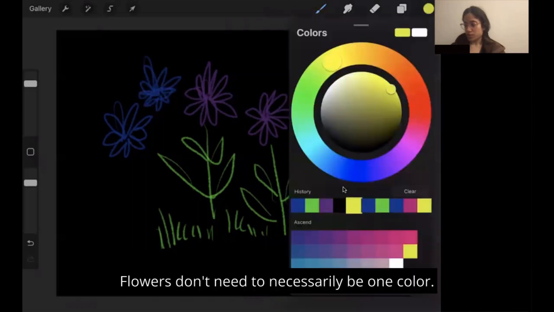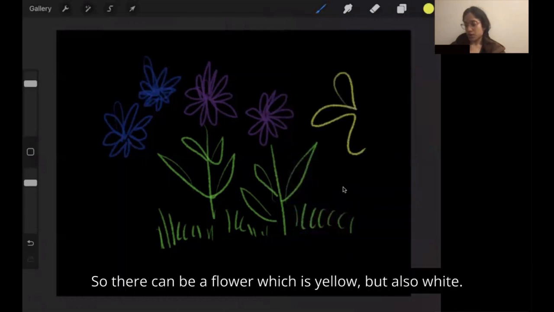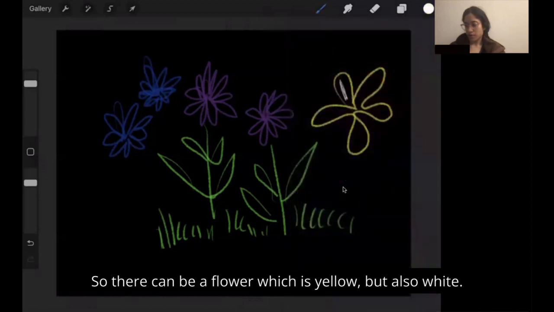Flowers don't need to necessarily be one color. So there can be a flower which is yellow, but also white.